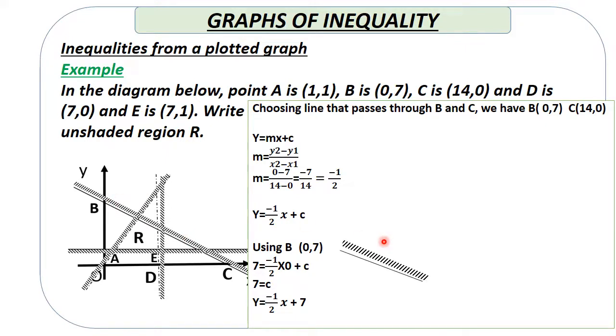So the next is to determine the appropriate inequality. If you look at this line, it's a solid line, and this side is shaded. For a solid line, we use greater than or equal to, or less than or equal to. That's what we use for solid lines, to show inclusion, to mean this part has been included. This knowledge of inclusion and exclusion is going to become very useful when we're dealing with linear programming.